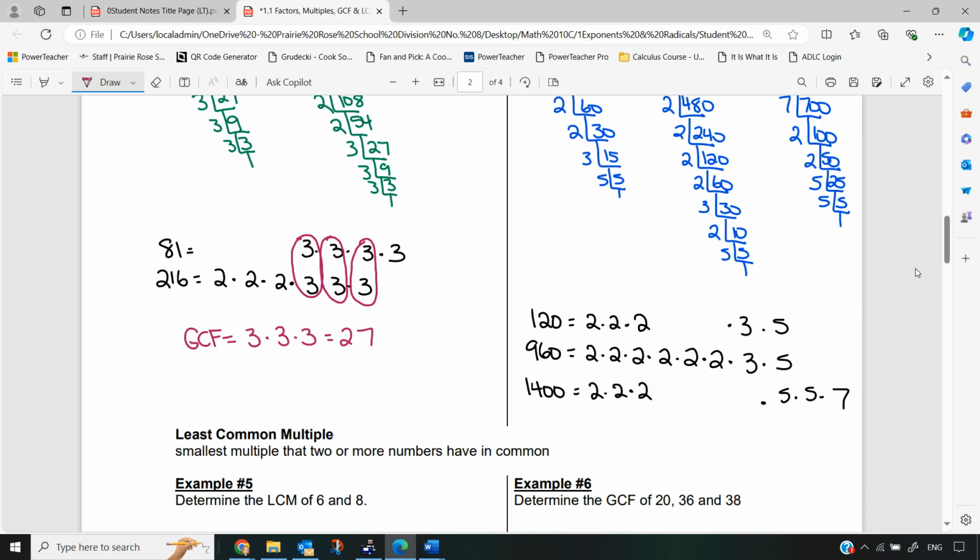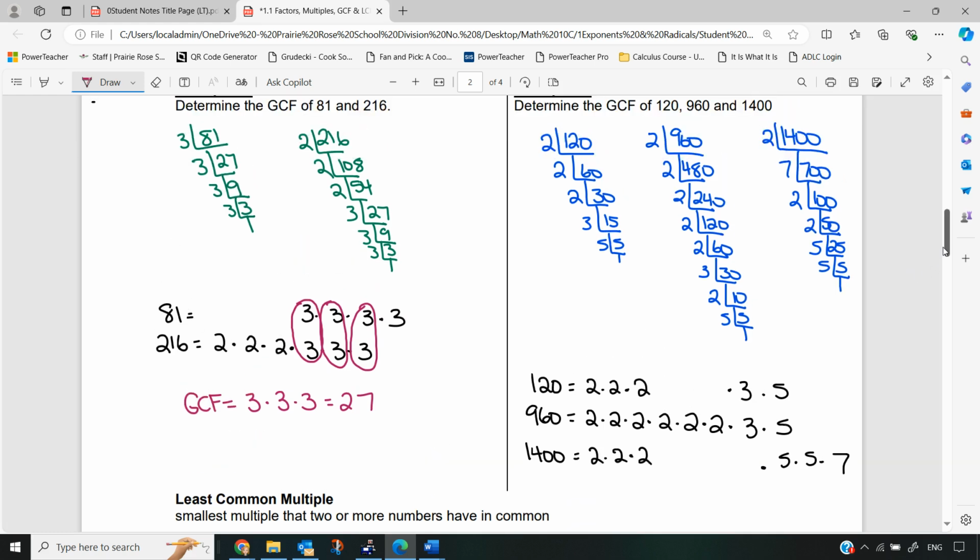Okay, so now let's take a look at your prime factorization. So I have the birthday cake parts up here. For 120, we've got 2 times 2 times 2 times 3 times 5. For 960, we have six 2's and then a 3 and a 5. And then for 1400, we have 2 cubed times 5 squared times 7.